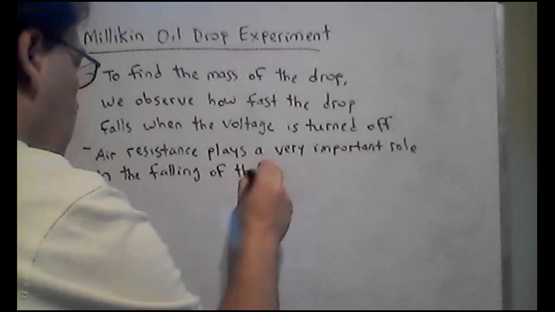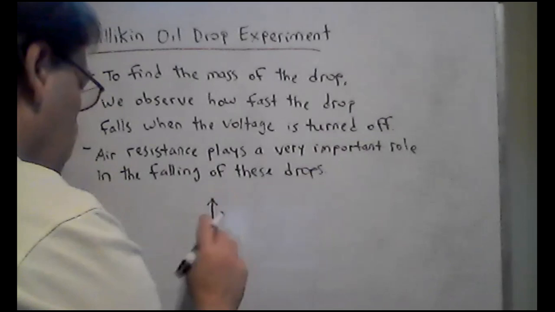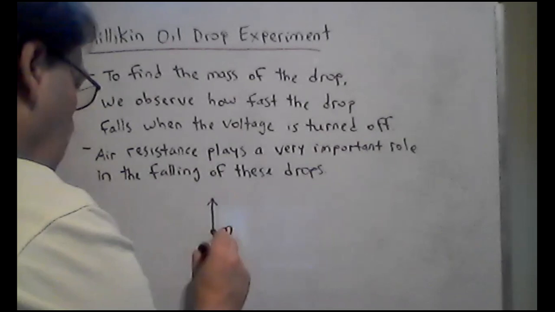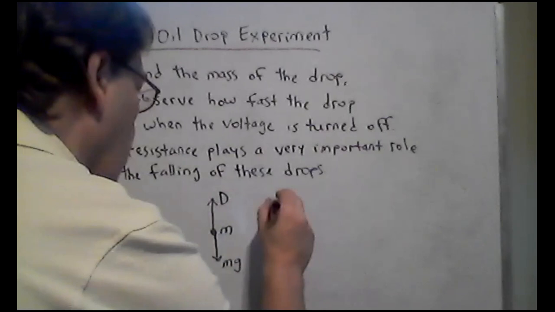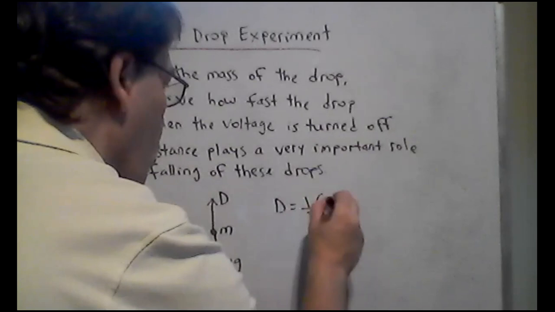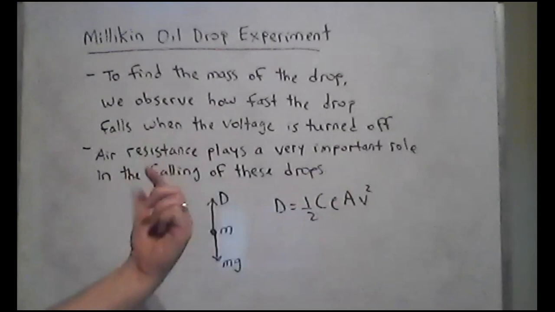You go back to physics one. When you have free fall, there's pure acceleration. But if you have air resistance, you have what's called a drag force. You take a body, a mass, and it's going to be undergoing mg, its weight downward, while there's a drag force. Drag force is given by 1/2 C rho A v squared. This is the density of the medium in which the body is falling, which would be air. This is the cross-sectional area of the body.